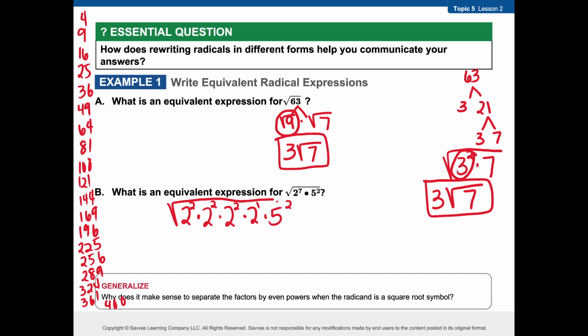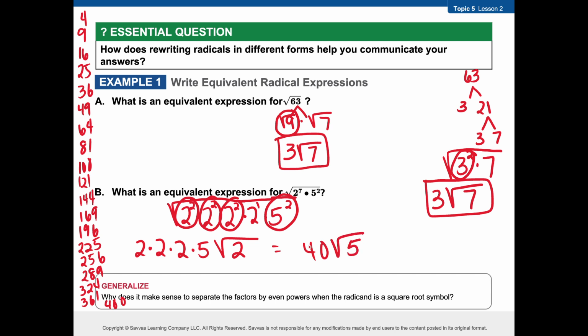And then a 5 squared. So anything that has a pair will come out of the radical symbol. So three 2's are coming out, and a 5 is coming out. This 2 does not have a square, cannot come outside, it has to stay inside. Multiply everything that came out. 2 times 2, 4 times 2, 8 times 5, 40. So your final answer for this would be 40 radical 5.